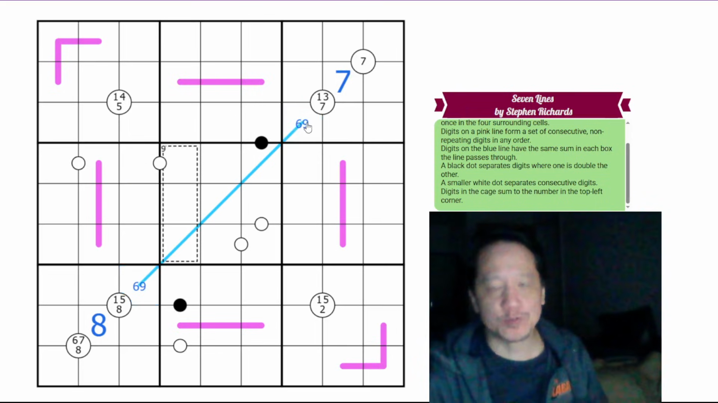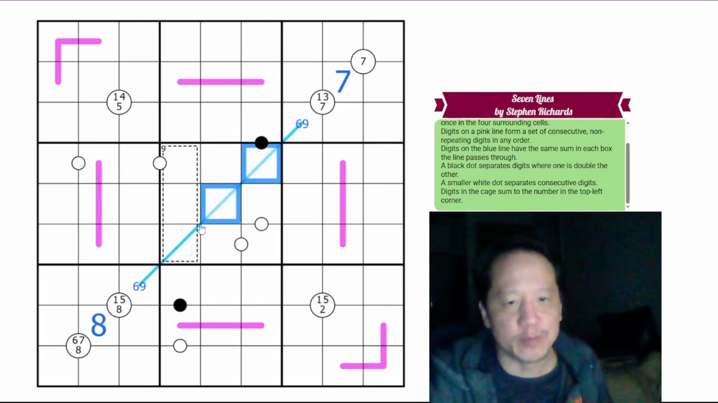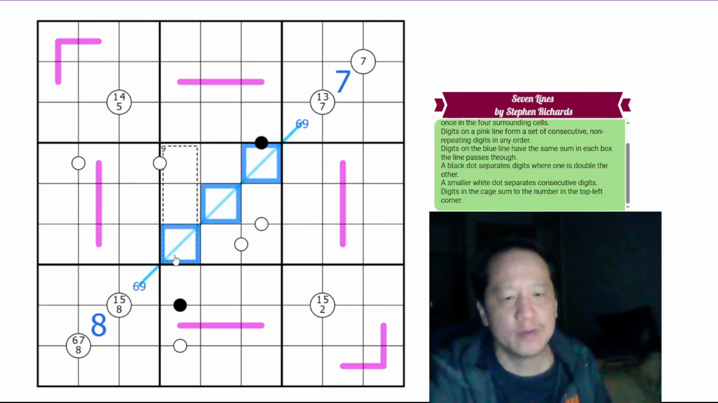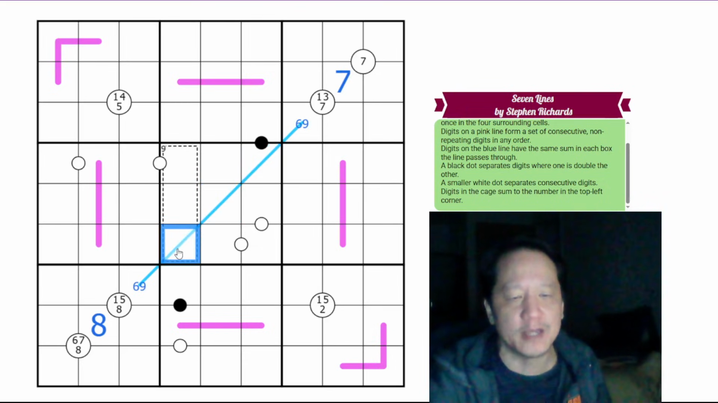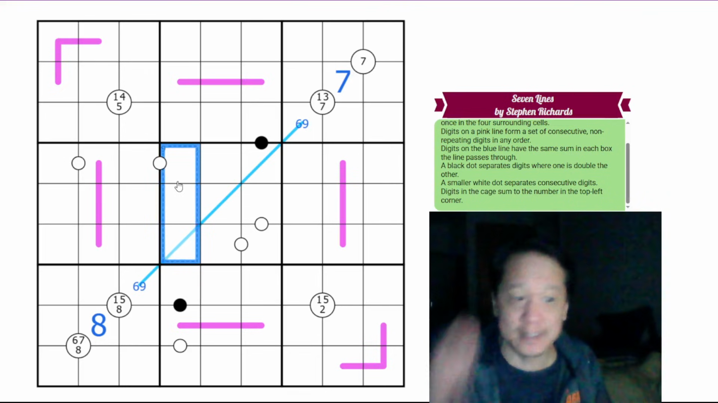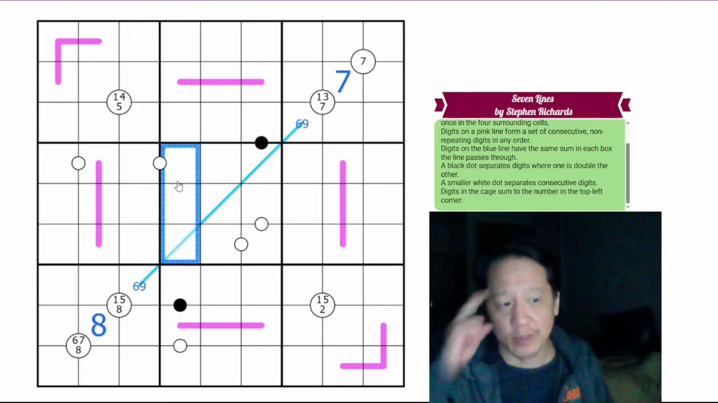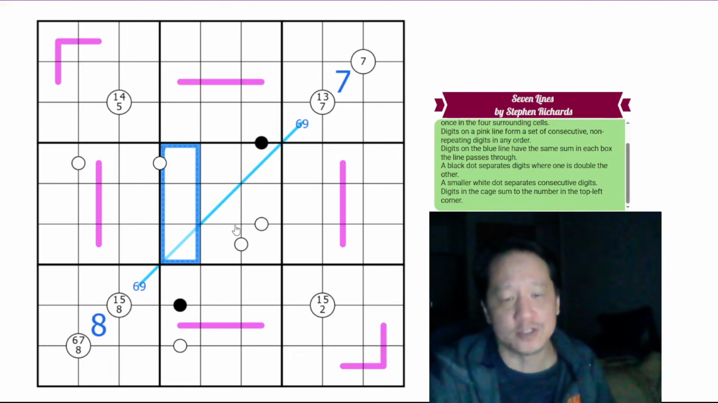Well, if this were 6, then this would have to be 1, 2, and 3 adding up to the 6. But the problem with that is if this is 1, 2, 3 as a triplet, that means this has to be at minimum 1, 4, and 5, and that adds up to 10, which is greater than this cage can ever add up to. And that's the minimum. So therefore, you'll never actually work in that situation.